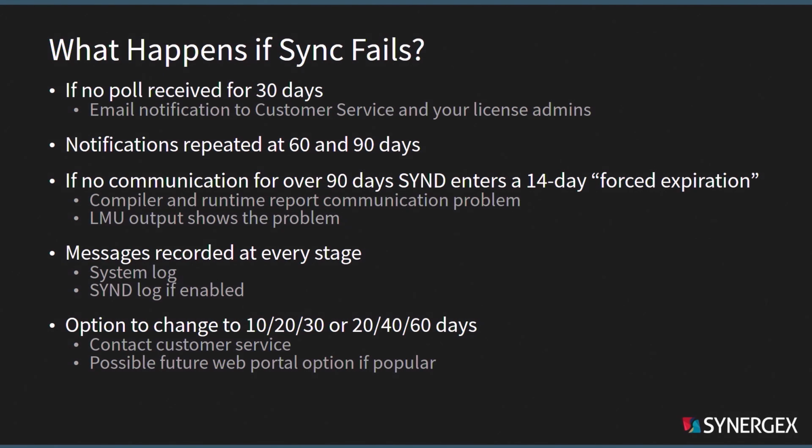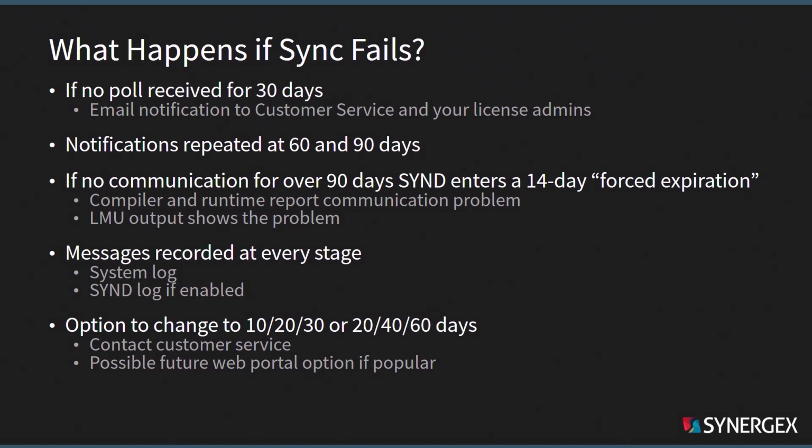Okay, so if a system is polling, if we don't receive anything from your system within 30 days, then we will generate email notifications to both customer services at our end and your license admins saying there might be a problem, your license server's not checking in with us. It's purely informational at that point. And those notifications get repeated at 60 days and 90 days by default. So there are some warnings if communication stops for any reason.